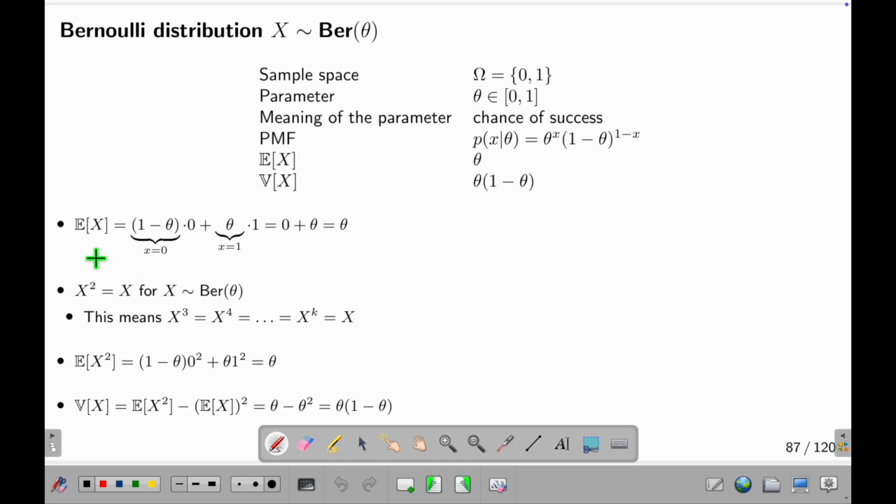What is Ex? All the possible x multiplied by the probability and summed together, right? This 0 means I see small x is 0, which is fail. The probability of fail is 1 minus theta, I just told you, right? This means I see success. What's the probability of success? Theta. So I have this. Anything times 0 is 0, so 0 plus theta is theta.